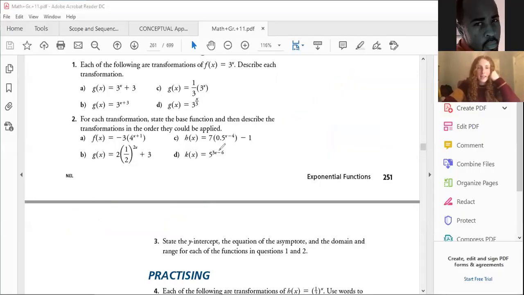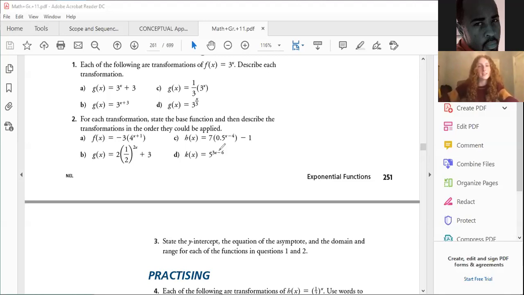For A of 2, the y-intercept is -12. The asymptote is going to be 0. The domain is going to be any real number. And the range is going to be anything below 0.